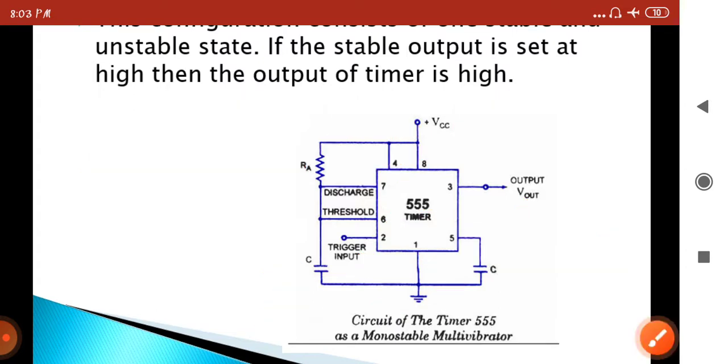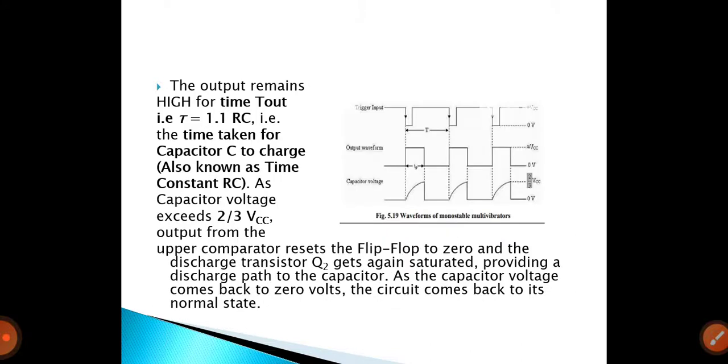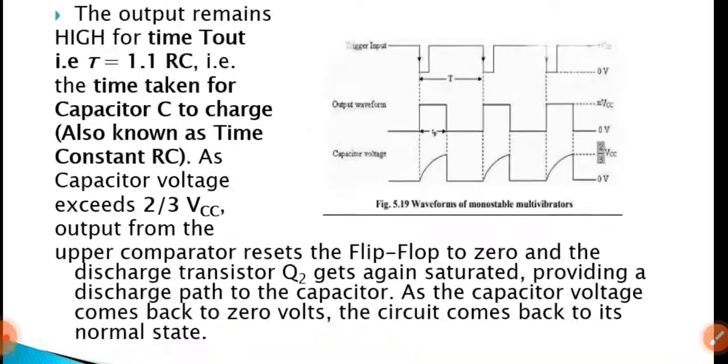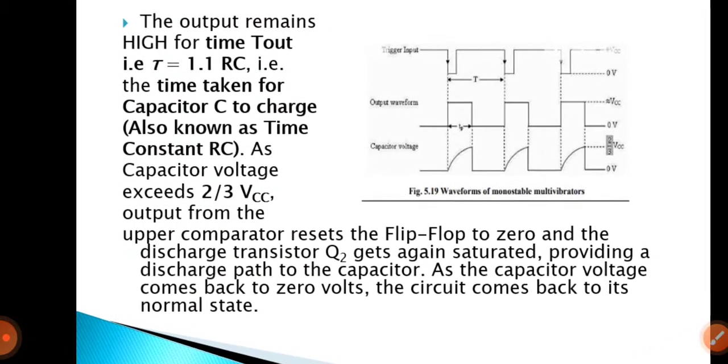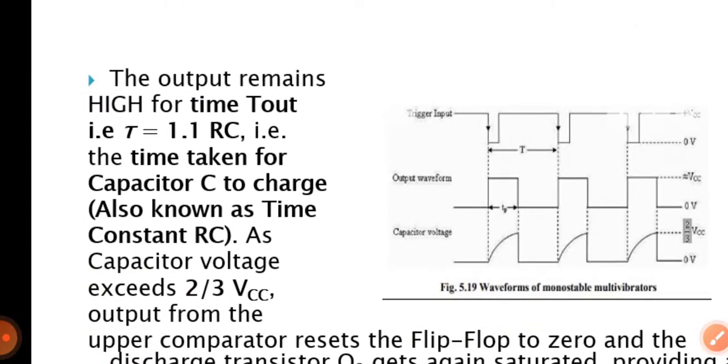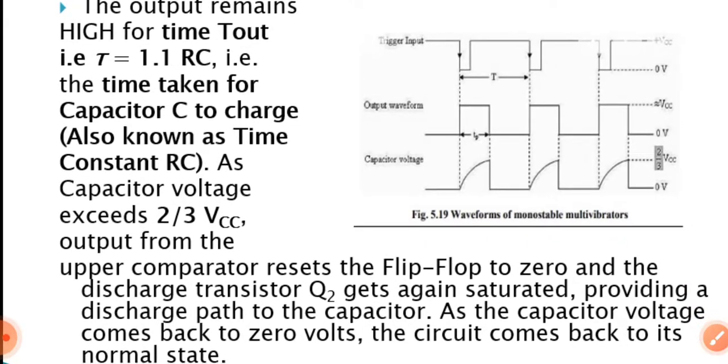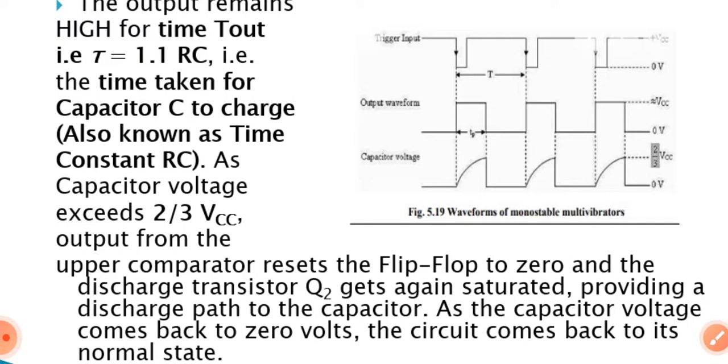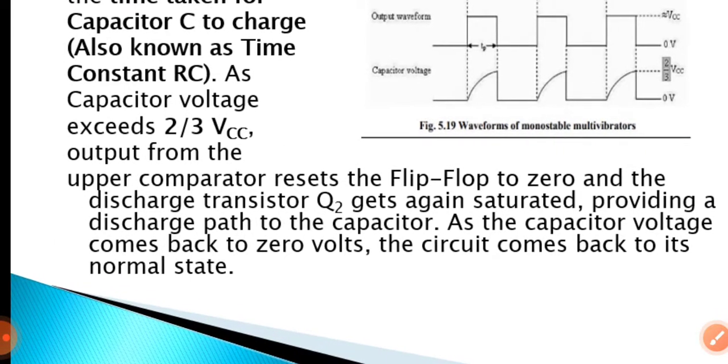What are the applications of monostable multivibrators? We are going to see the graph of the monostable multivibrator. The output remains in the high for the time T out, capital T equals 1.1 RC. That is the time taken for the capacitor C to charge, also known as the time constant RC. When the capacitor voltage exceeds 2 by 3 of VCC, the output from the upper comparator resets the flip-flop to 0, and the discharge transistor Q2 gets started again, providing the discharge path to the capacitor. As the capacitor voltage comes back to 0 volts, the circuit comes back to its normal state.